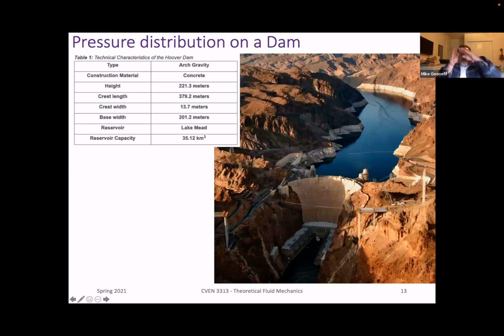So it's probably more or less flat on the upstream side, and then it kind of bulges out down river towards the other side to go from a top width of 13 meters to a bottom width of just over 200. So quite large. It backs up Lake Mead, and the reservoir capacity is 35.12 cubic kilometers. That doesn't sound like much, but it's quite a bit of water. And when it comes to acre feet, which is a unit we think of as covering an acre of someone's land to 1 foot depth, it's quite a bit of acre feet, hundreds of thousands.